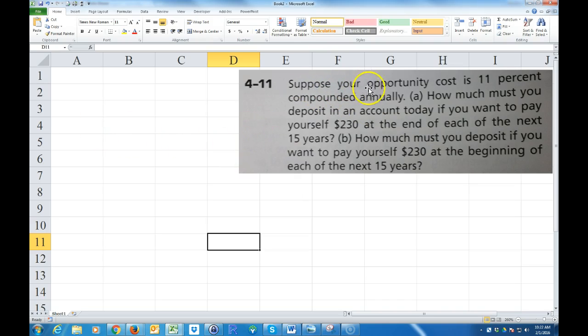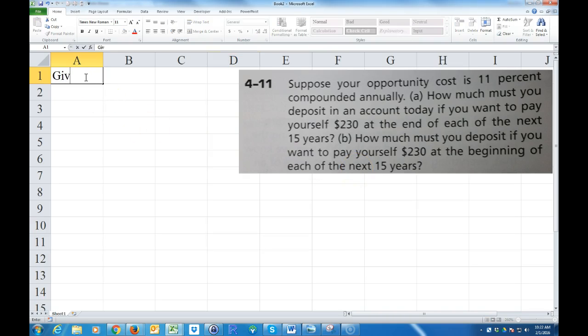It says, suppose your opportunity cost is 11% compounded annually. A, how much must you deposit in an account today if you want to pay yourself $230 at the end of the next 15 years? Okay, so that's an annuity because you're paying yourself the same amount of money over several years. B, how much must you deposit if you want to pay yourself $230 at the beginning of each of the next 15 years? So those are the questions.